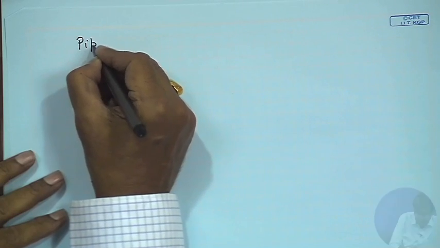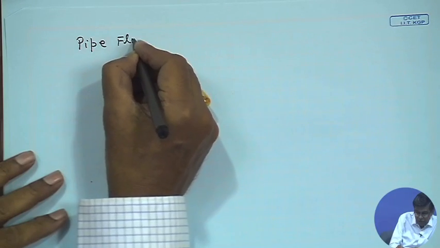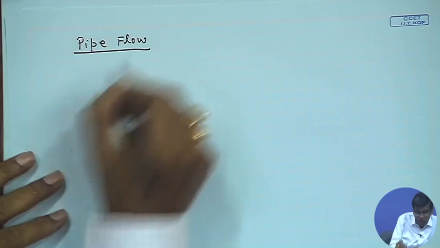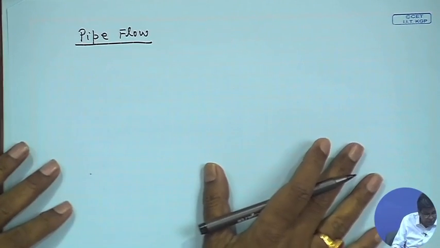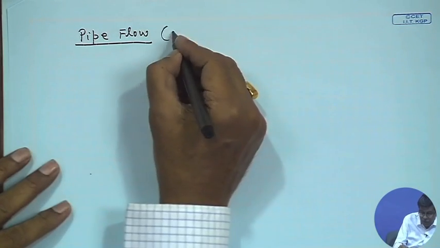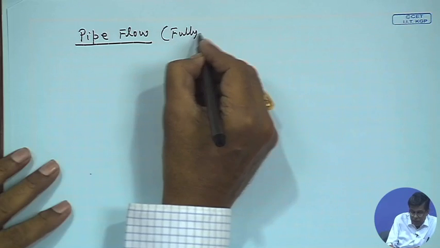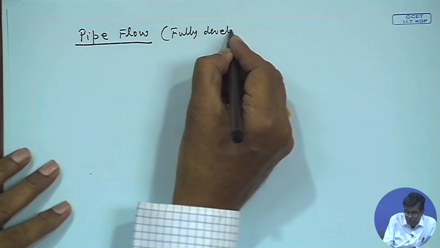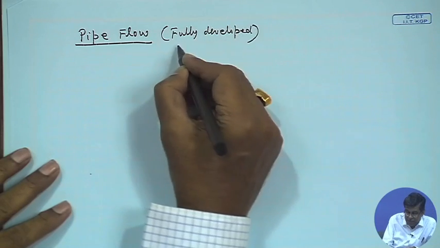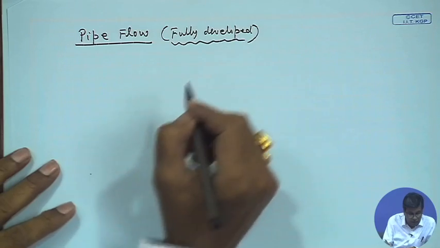Let us have an example. Let us consider the principle of similarity in pipe flow. Let us consider an example of a pipe flow problem: the fully developed flow in a pipe. This is a recapitulation, which is why I am going a little fast.